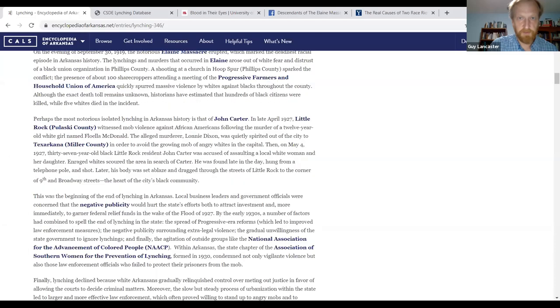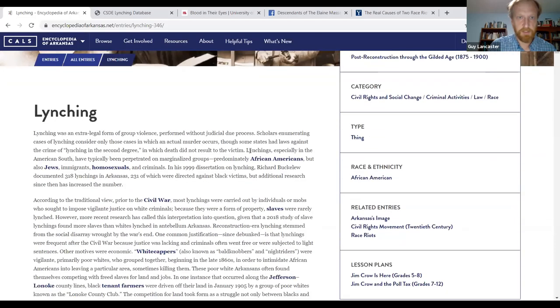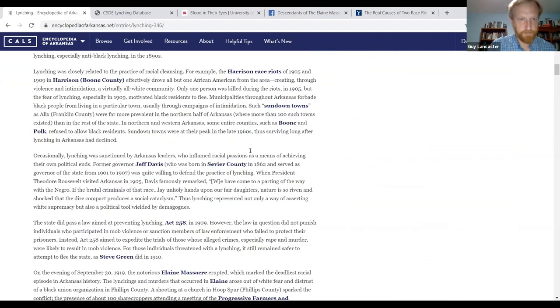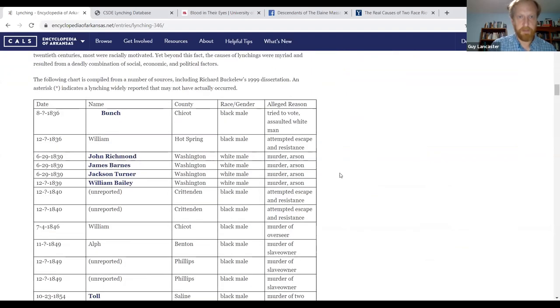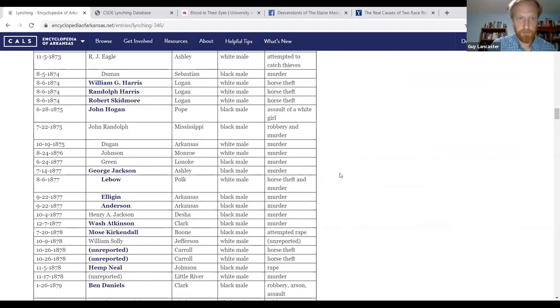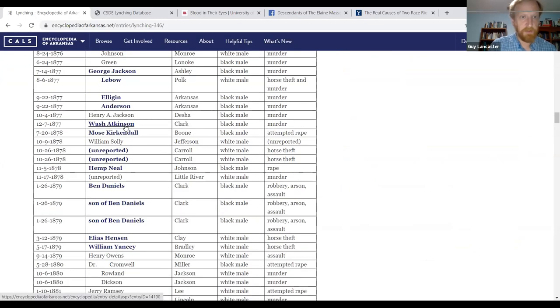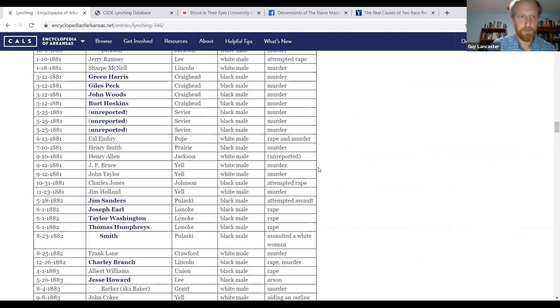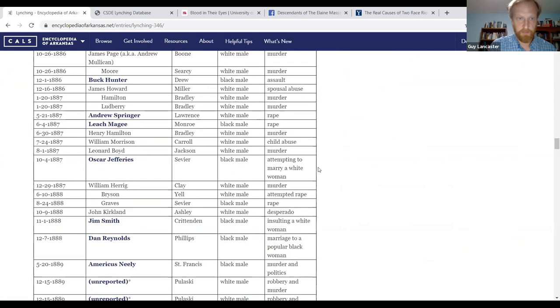And I'm going to share my screen here and just, here, hold on. Here at the Encyclopedia of Arkansas, we have an entry on lynching that has, as you can see, a chart with all the victims we've been able to tabulate at present. And many of these you'll see are highlighted here because they have their own entries. We're trying to develop entries on every one of these.